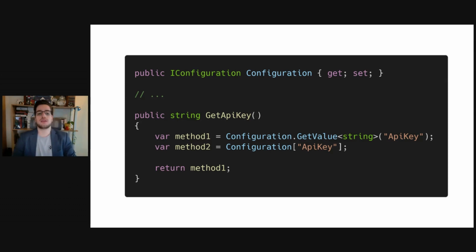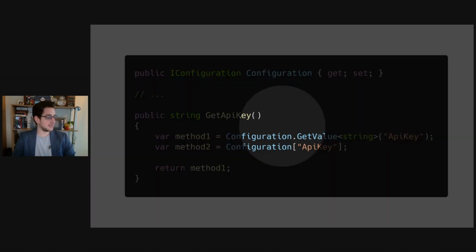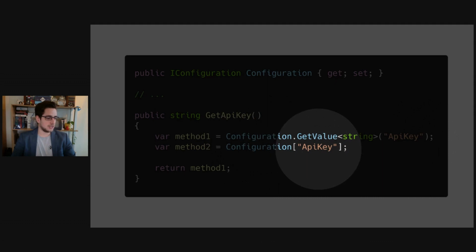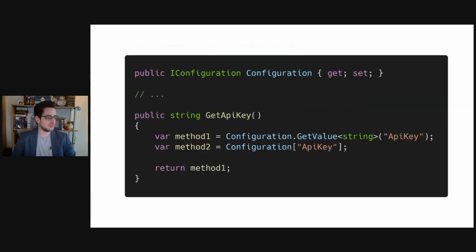So we begin with a bit of basic configuration usage in .NET. We have an interface of IConfiguration. We have an instance of this, and then we could have a method called GetAPIKey. Now, what you can do is call GetValue. So you can say GetValue of type string and give me the API key, or you could say give me the API key as an indexer. No, let me just fix that. There you go.